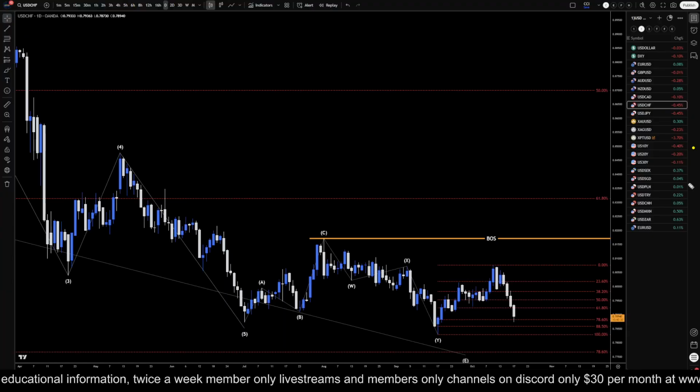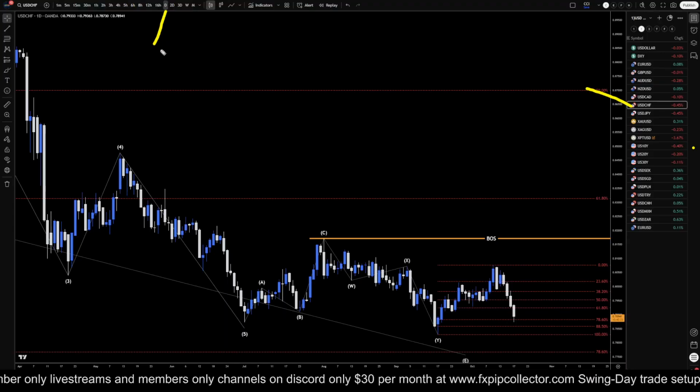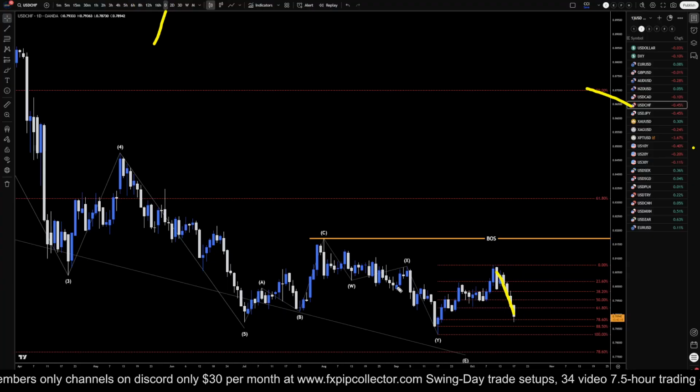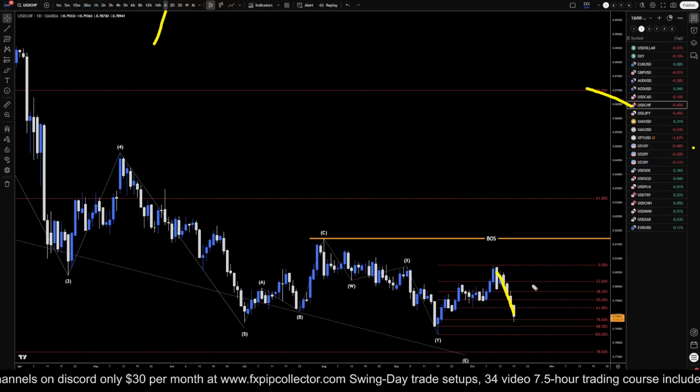Today is Friday, October 17th, and this is my analysis for the US dollar Swiss, and we are on the daily time frame. So on the dollar Swiss, we definitely pushed down very hard, mostly because of the dollar weakness and the Swiss strength that we've been having.